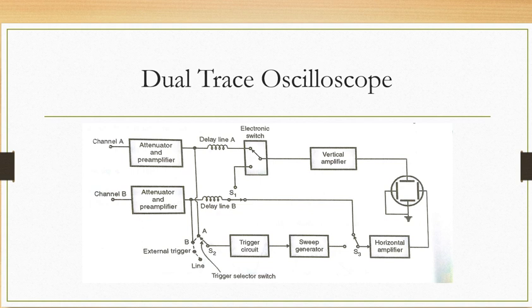So in XY mode, again I am repeating, the sweep generator is disconnected from the horizontal amplifier, and channel B will act as the horizontal signal, and it will decide everything about the horizontal deflection of the spot. XY mode is useful in plotting Y input with respect to X input. It is suitable for plotting channel A with respect to channel B.